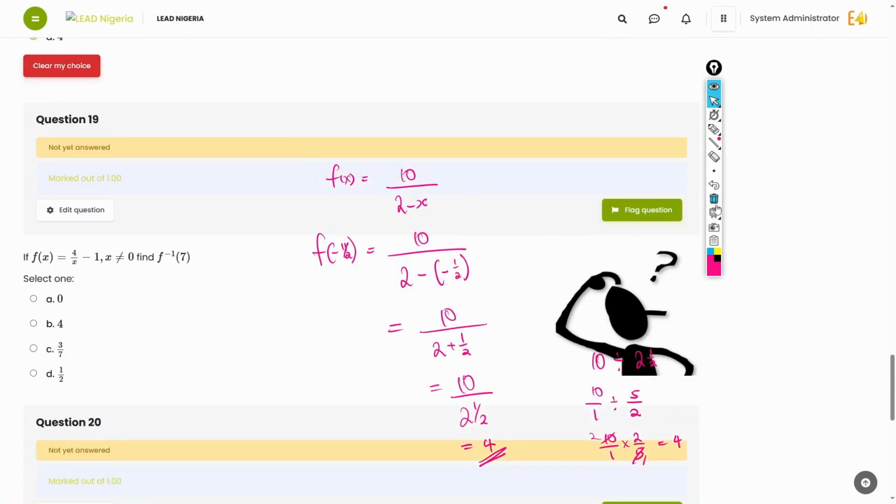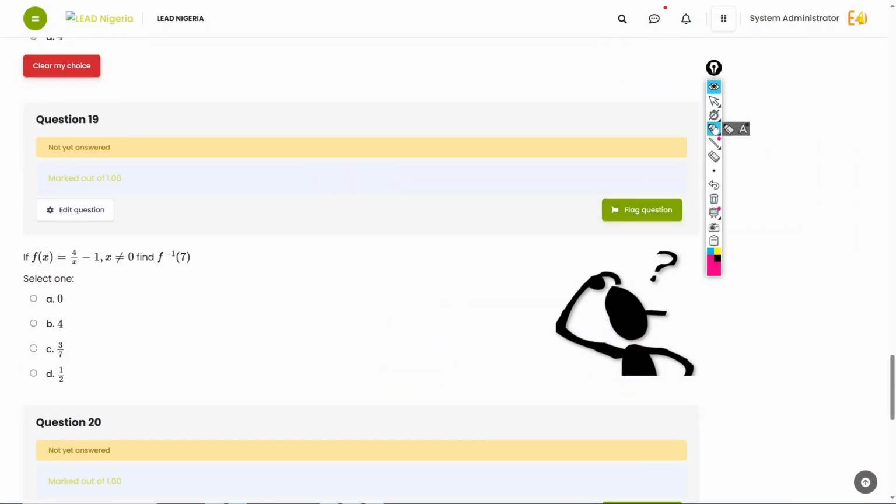Okay, 19. 19 says we have y is equal to 4 over x minus 1. We're asked to find f inverse of 7. So we need to find f inverse first, right? So the first thing I'll do is switch x and y to get the inverse function.